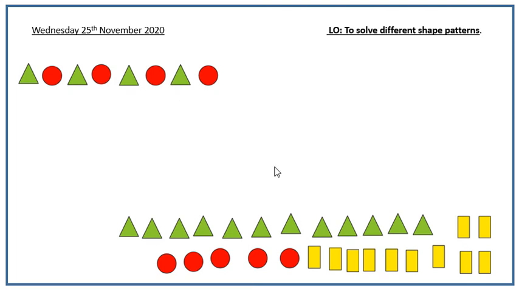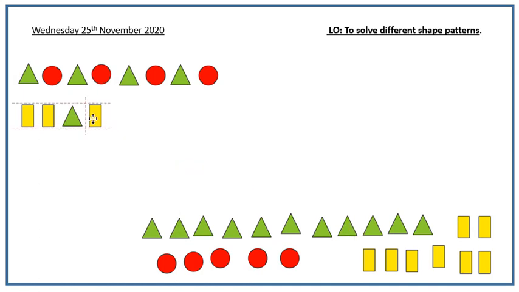Let me make another one. I think I'll make it a little bit different this time. I'm going to take a rectangle and put it there. But I'm not going to use one, I'm going to use two rectangles. So I'm going to go rectangle, rectangle, and I'll use a triangle here. Rectangle, rectangle, triangle. And then I'll repeat that pattern again. Rectangle, rectangle, triangle. Let's look at the pattern. Rectangle, rectangle, triangle. Rectangle, rectangle, triangle. What do you think goes next?